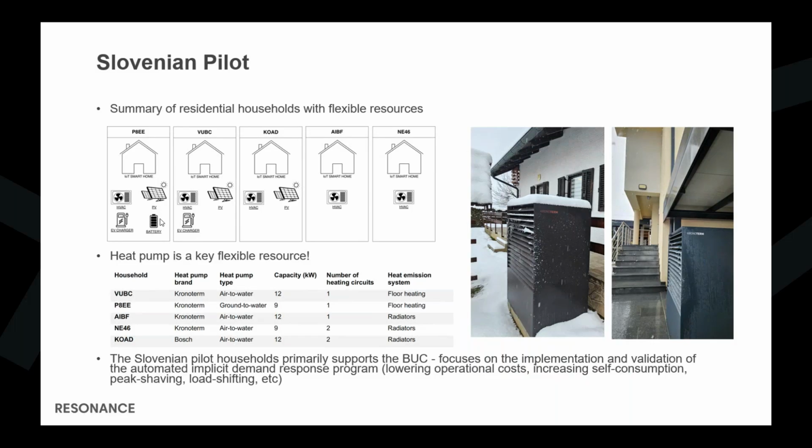Now, the main and key flexible resource that we're modeling through the project on the residential side is the heat pump. On this table here, you can see the summary of the main characteristics of the heat pumps across the households. We have 1 Bosch heat pump. The other heat pumps are of type chronotherm heat pump. They're mainly air to water heat pumps. 1 heat pump is ground to water, and they come in different capacity, number of heating circuits, and different heat emission systems.